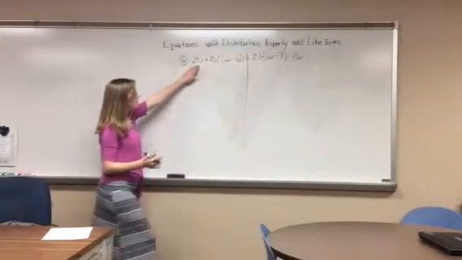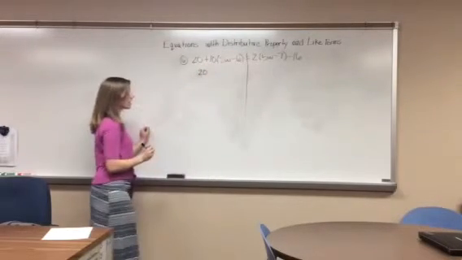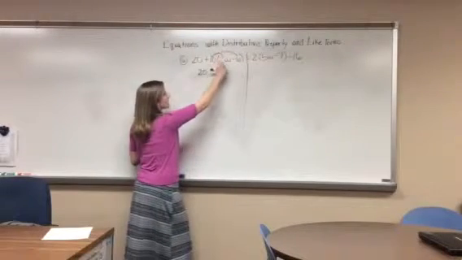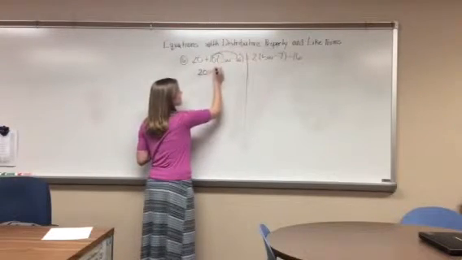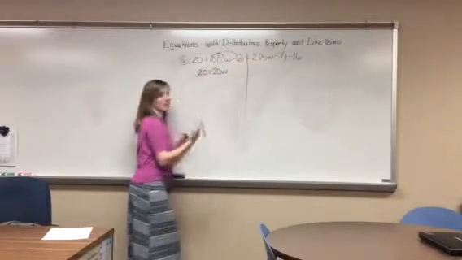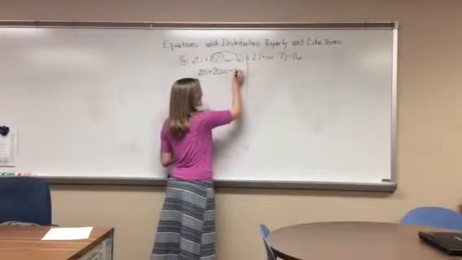This 20 is separated with an addition sign, so it's just going to stay the same. Just bring that down. We're going to multiply by the 10. So 10 times 2w gives me positive 20w. 10 times minus 6, that's like a negative 6. So 10 times negative 6 is negative 60, or minus 60.